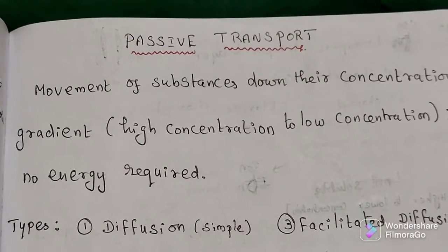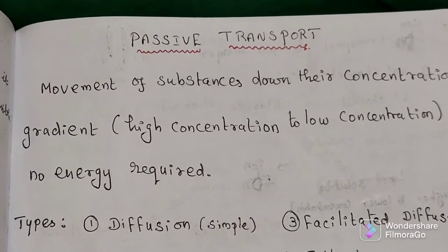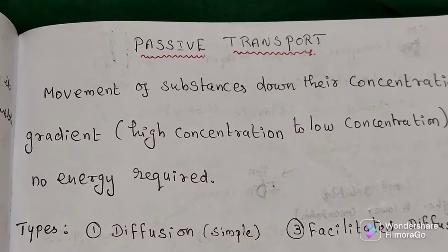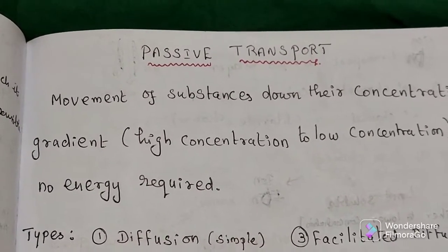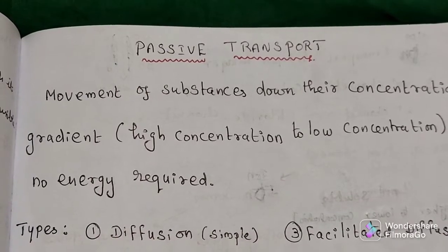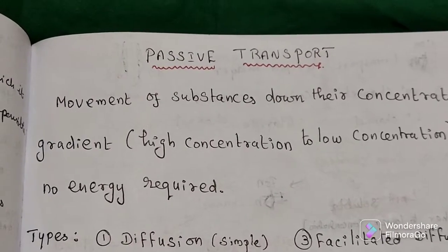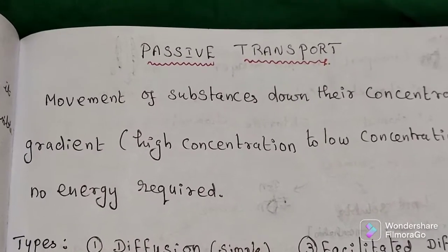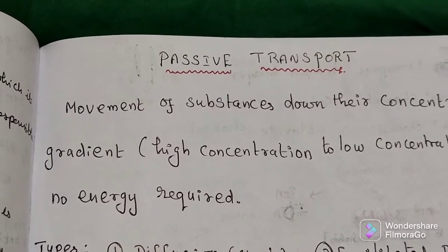Today's topic of discussion is passive transport. Transport across the cell membrane is divided into three main types: active transport, passive transport and vesicular transport. In this video we will discuss passive transport.